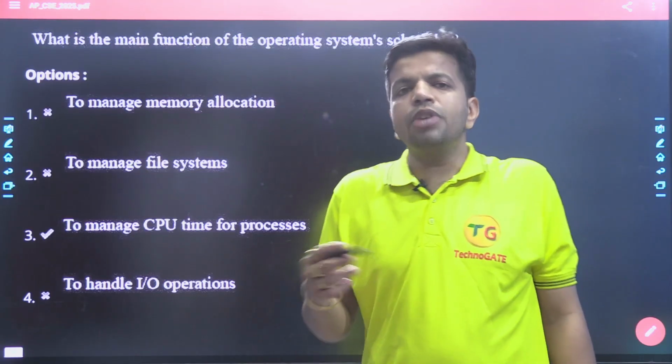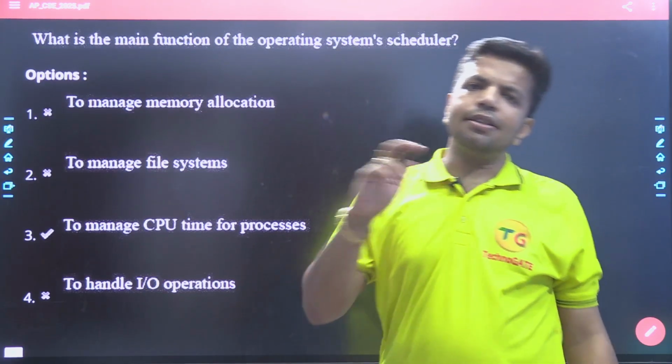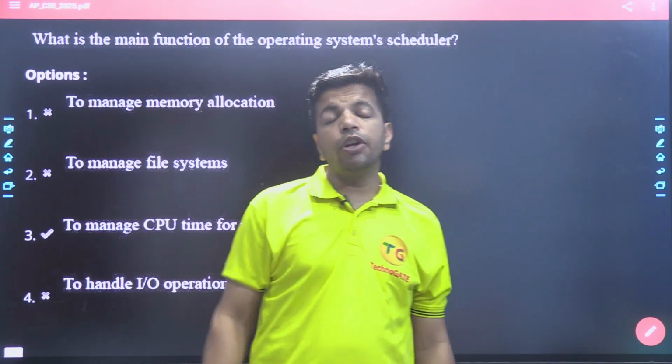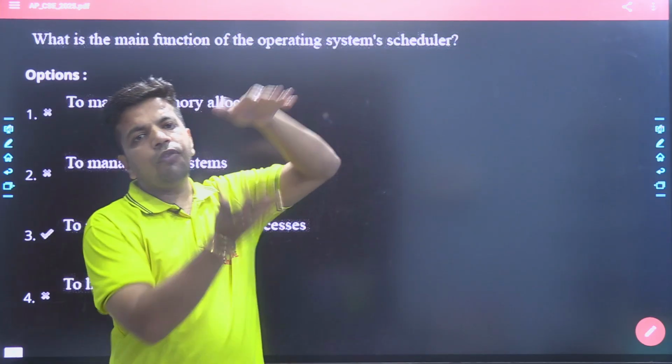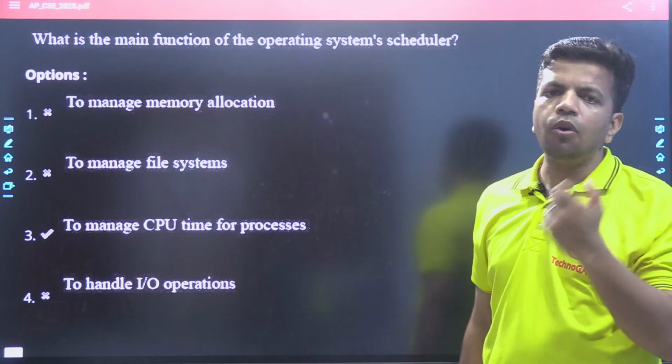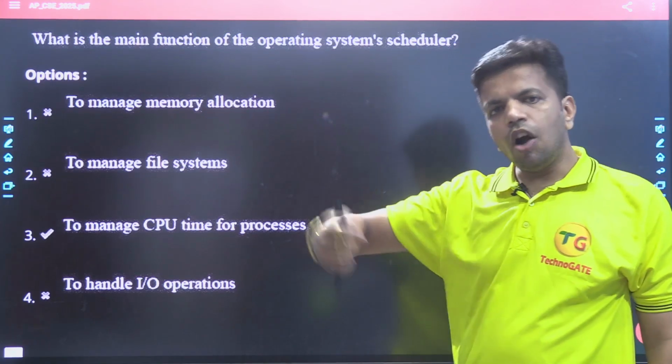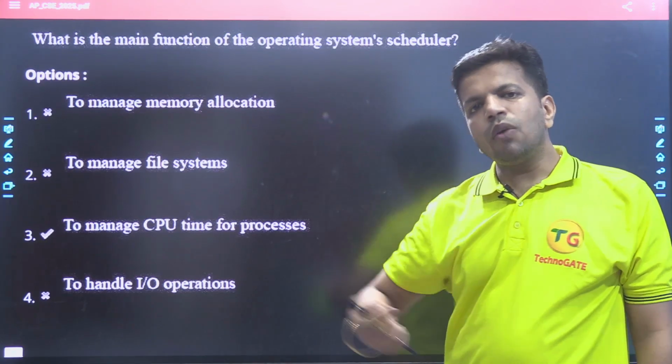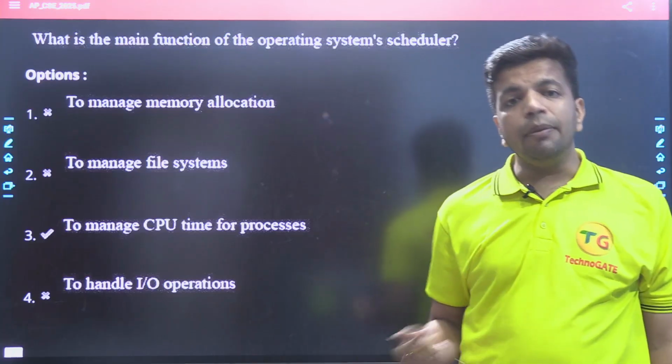If you use FCFS, the first process is served first. If you use SJF, out of all the processes the one with the shortest burst time is executed first. If you are using round robin, each process is executed in FCFS manner but for a limited amount of time.